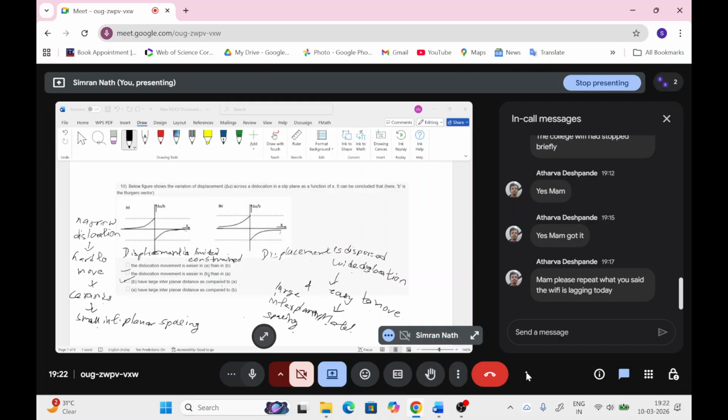So is it clear now? If your Wi-Fi is lagging, you can see the recording also later.